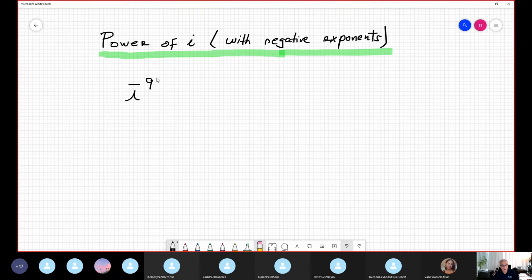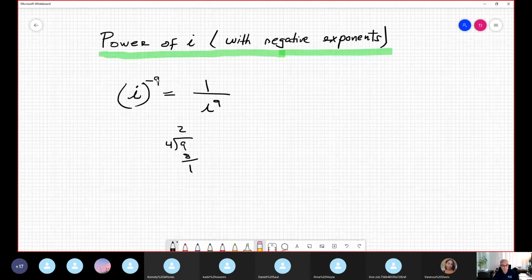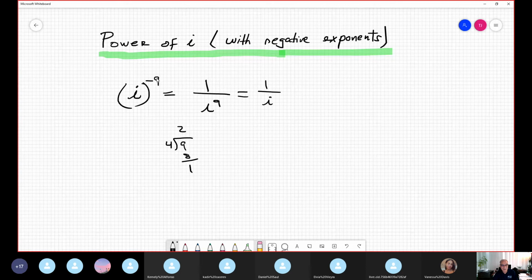Let me write it in a more elegant way. i exponent negative 9. Well, I know a negative exponent is reciprocal. This is equivalent to 1 over i to the 9. i to the 9, I know how we compute it. 9 divided by 4 has remainder 1. So it says 1 over i, to the 1 exponent, but 1 is invisible. And leave it like that? No.